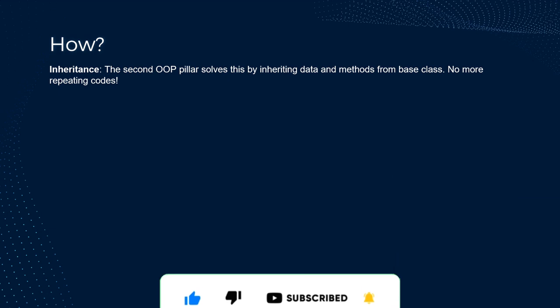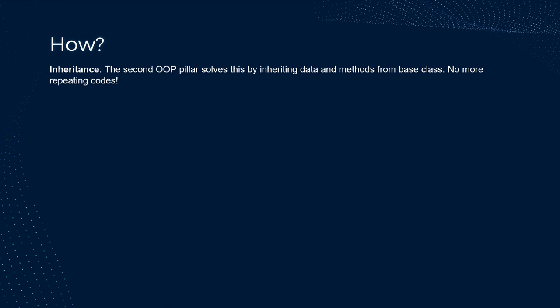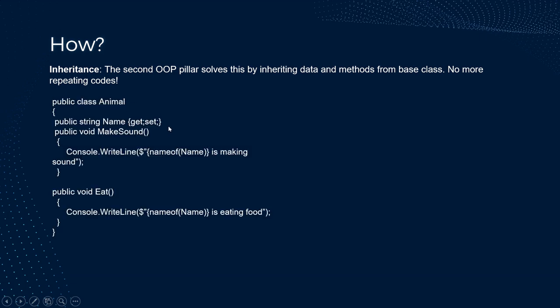So how can we solve this one, right? So inheritance is the solution. So the second OOPS pillar solves this by inheriting data and methods from the base class. No more repeating code. Okay, so take this example. I have created one base class, that is Animal, and it has a public property, that is Name, and we have two methods here. One is MakeSound, and here we have written that name is making sound, and the name is eating food for this Eat method.